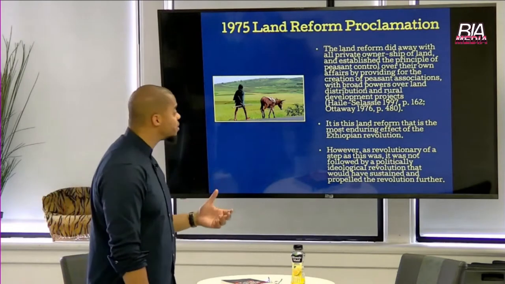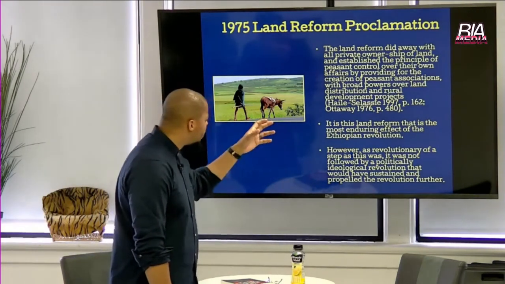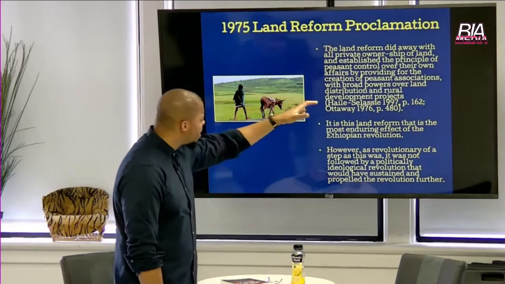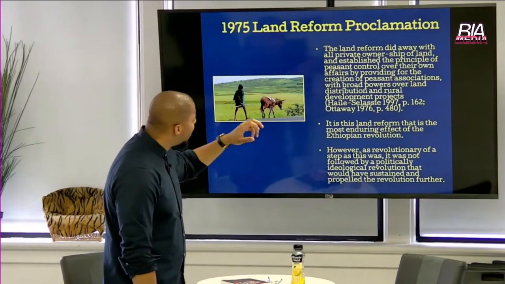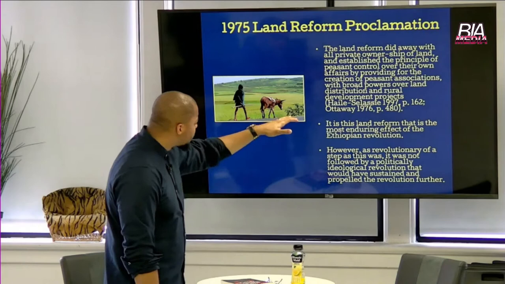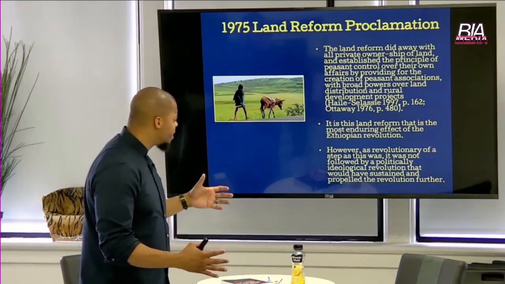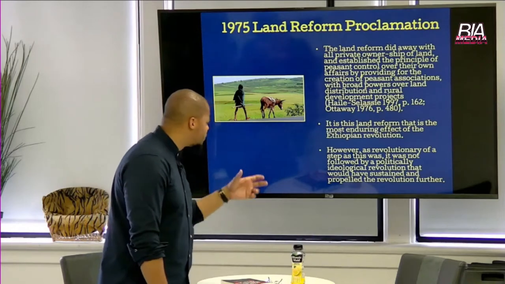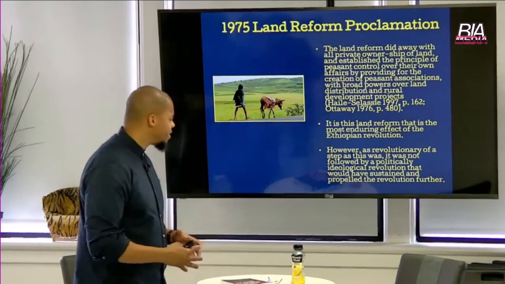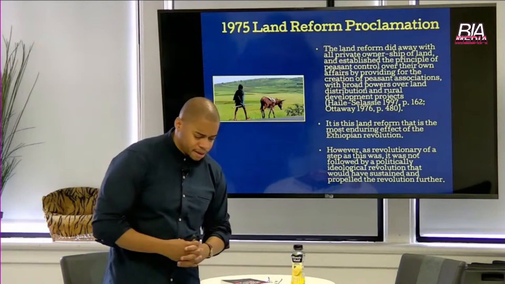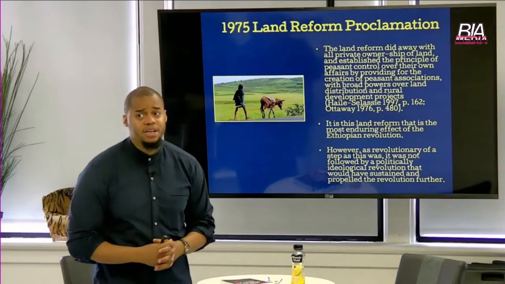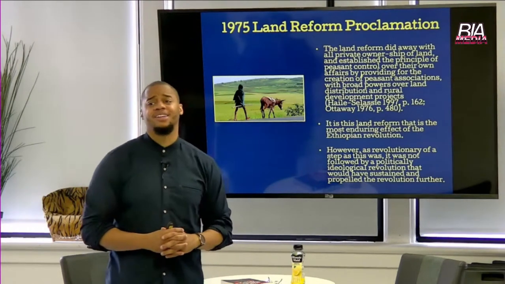This is a revolution. The peasants control their own affairs by providing for the creation of peasants associations with broad powers over land distribution and rural development. So this was a great move. In this land reform, it's the most enduring effect in the Ethiopian revolution, like I said. However, the revolutionary moves made by the Derg didn't last long.